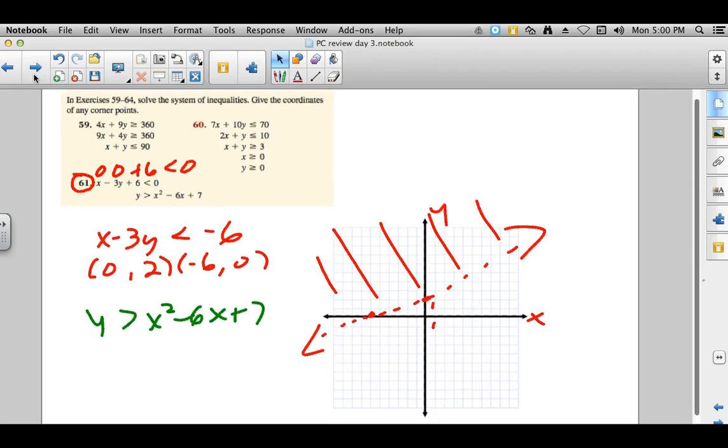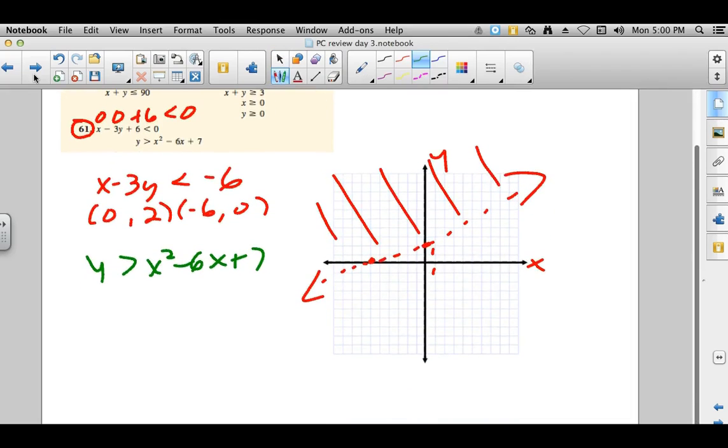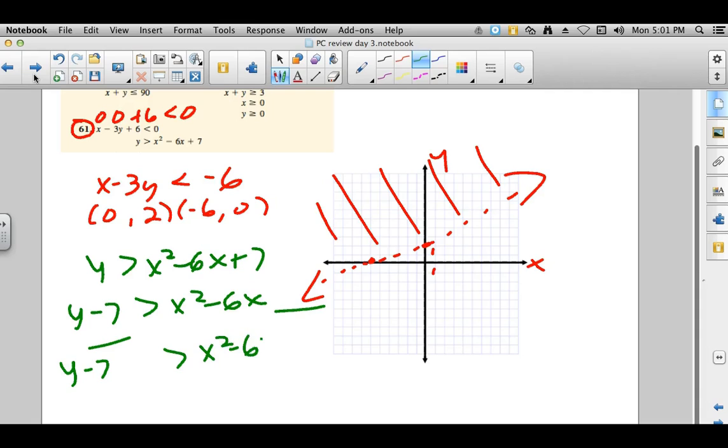I would really like to have that one in vertex form, and that means I'm going to complete the square. So I'm going to subtract 7 from both sides, and then come up with that number that when I add it to both sides will make a perfect square trinomial. So y minus 7 greater than x squared minus 6x. We need b over 2. -6 divided by 2 will be -3, and when you square it, it is 9. So we're going to need to add 9 to both sides.